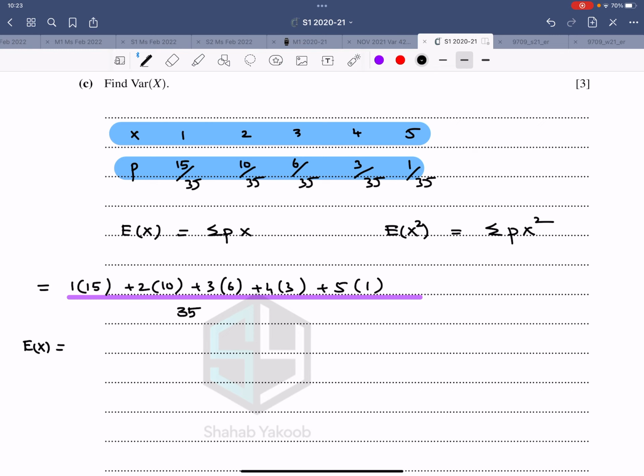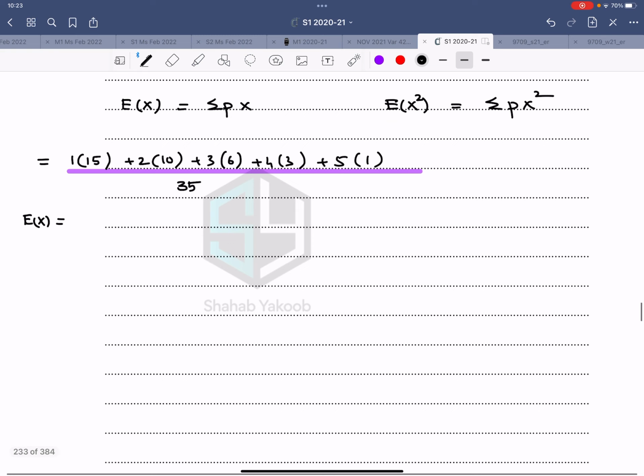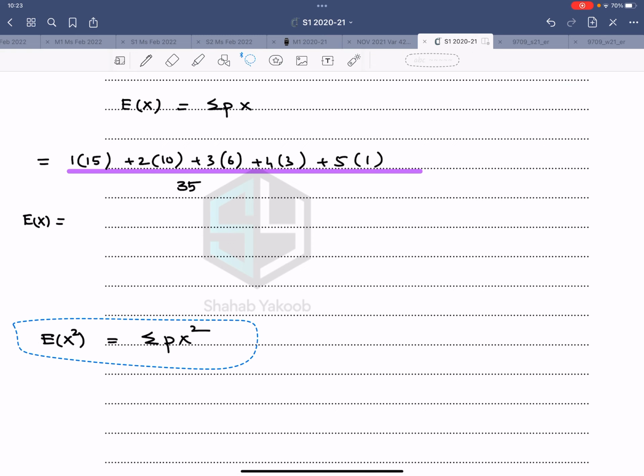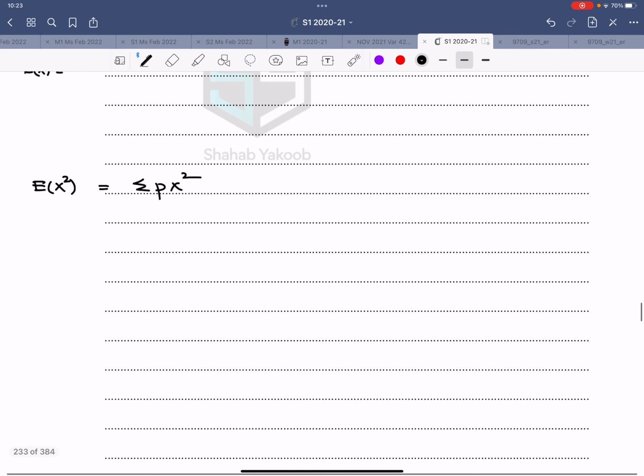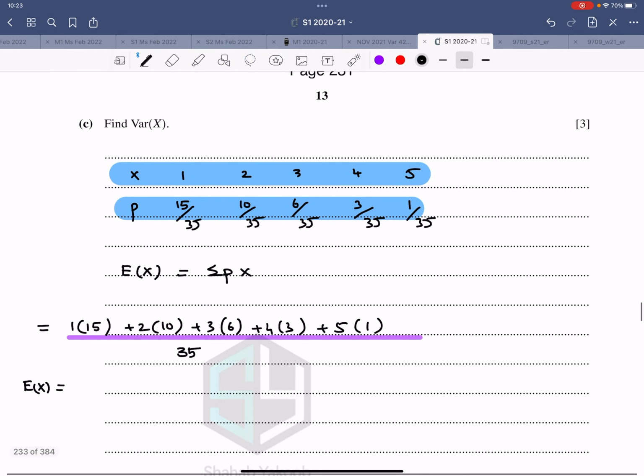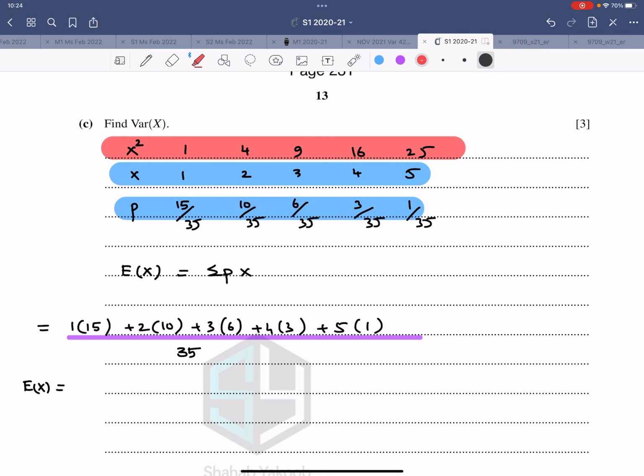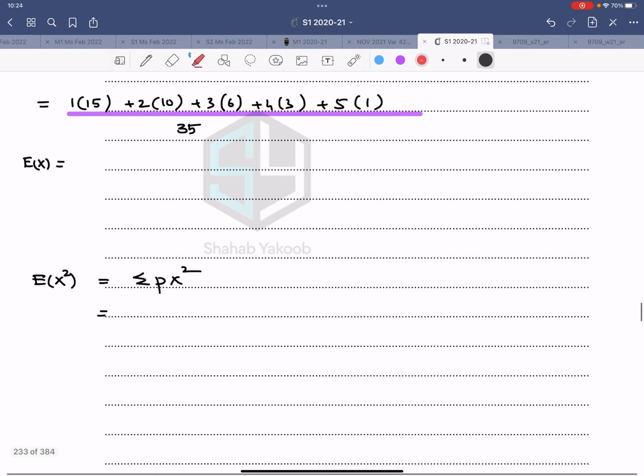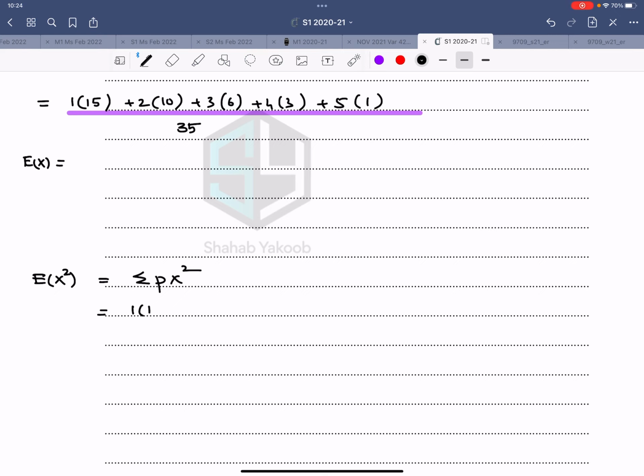And similarly for expectation of X square, let me take it down. So therefore, make a column for X square. This is 1, 4, 9, 16, 25. So this is another column for X square. So therefore 1 into 15. Let me write it. This is 1 into 15 and 4 into 10 and 9 into 6 and 16 into 3 and 25 into 1. Everything divided by 35. So that is expectation of X square.